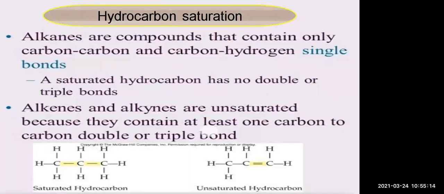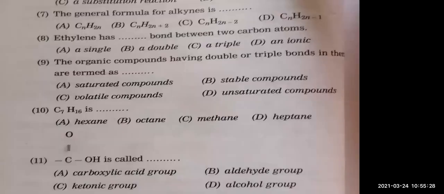That means we can say that all the alkane family contain a single bond, and that's why they are saturated hydrocarbons. Whereas the families of the alkenes and the alkynes contain a double or a triple bond, so that's why they are known as unsaturated hydrocarbons. So here the organic compound having a double or triple bond in them is known as an unsaturated compound. The option is D. Okay, then comes the next question.